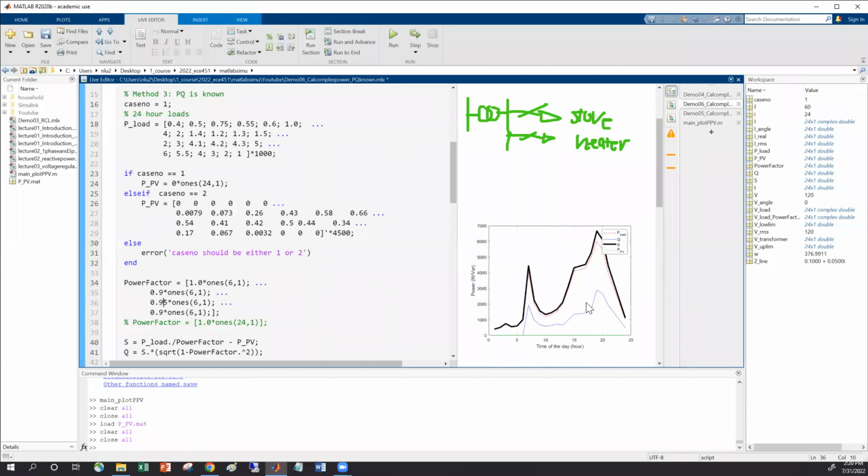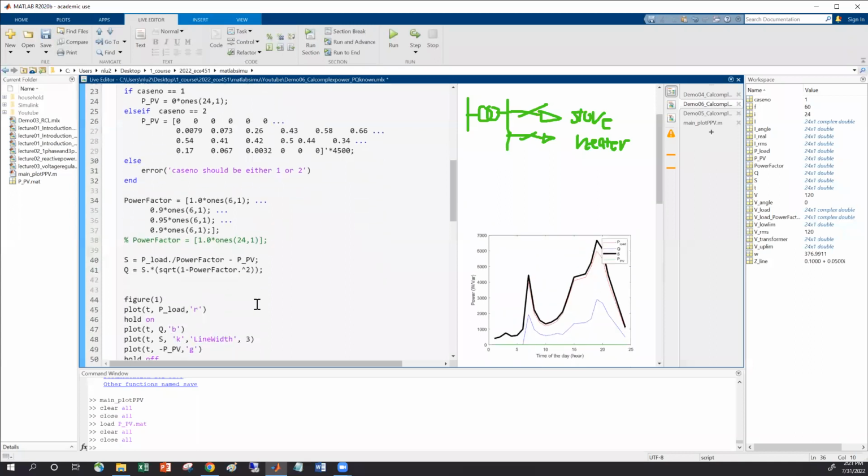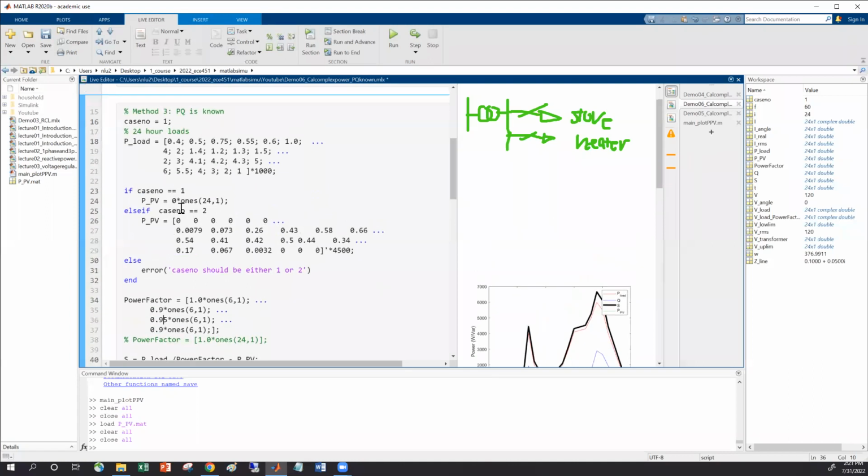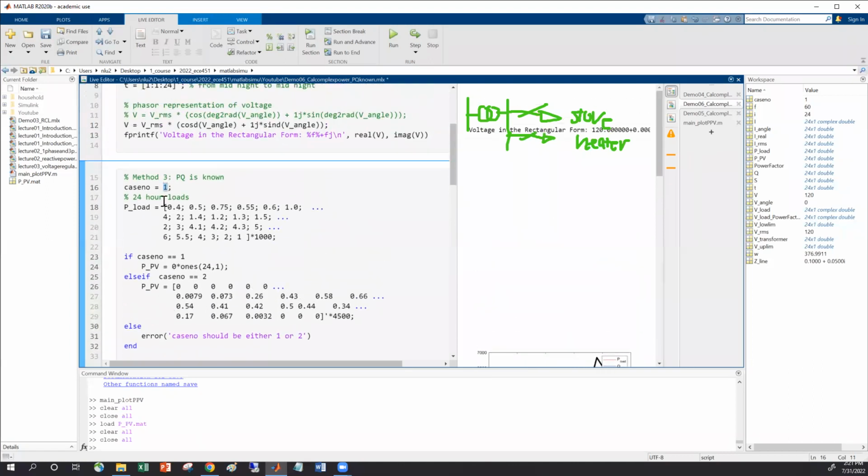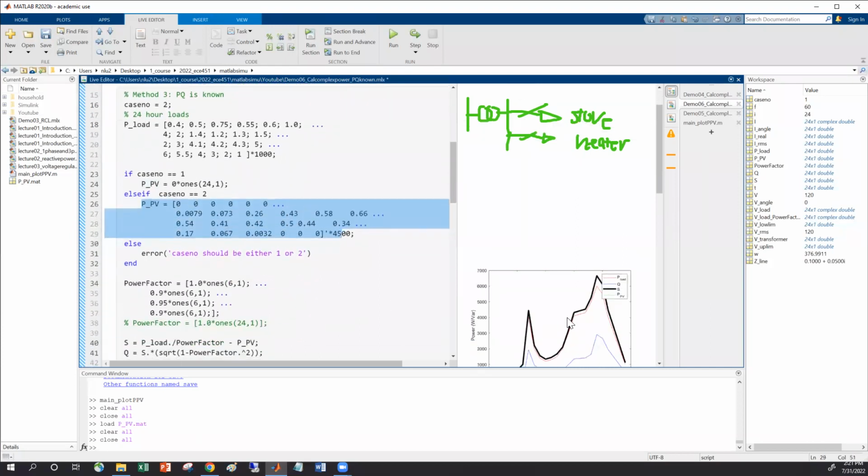So you can see that this is a regular profile. Usually we can see this is the reactive power. The red one is the real power. Okay. So here, suppose we set this to be case 2, then that means that this household has PV in there. So I'll take this profile, and then you will see that now the total power will change.